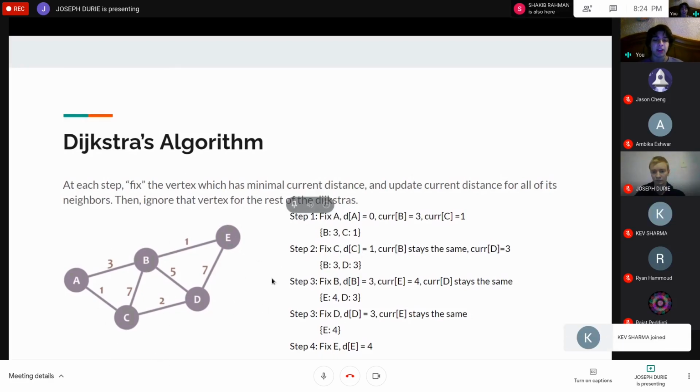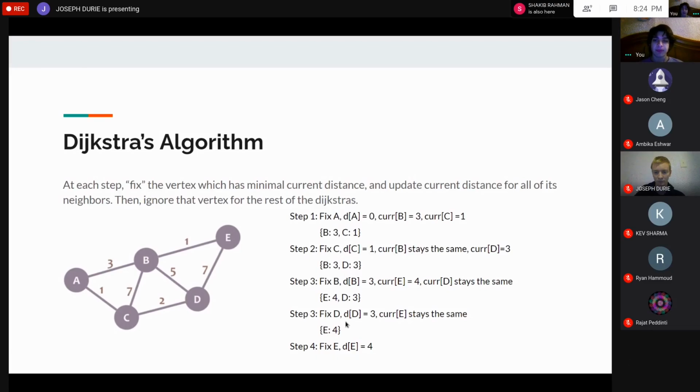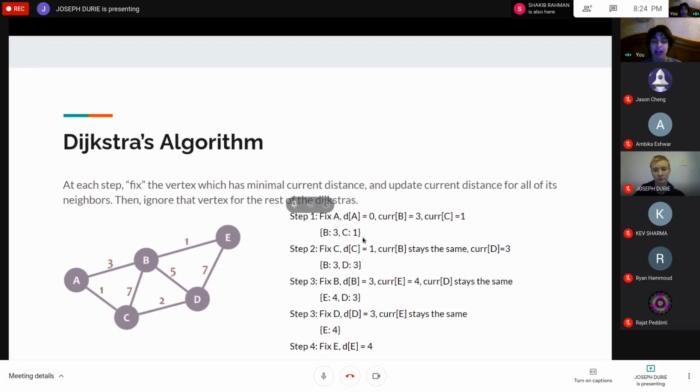B doesn't get an update, only D gets an update, right? Because D is the only guy who actually gets smaller than infinity. B is not, 7 is not smaller than 3. So then we push D onto the priority queue. We push the pair 3 comma D. Okay, cool. Now we look at the top of the priority queue again.